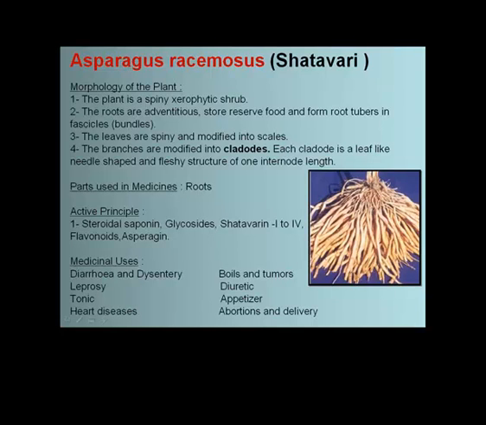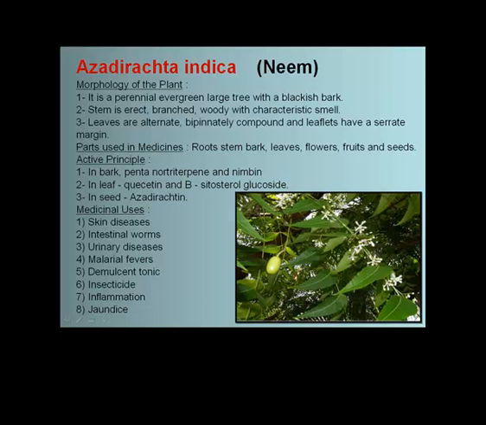Parts used in medicines: roots. Active principle: steroidal saponin, glycosides, Shatavari 1-4, flavonoids and asparagine. Medicinal uses: diarrhea and dysentery, leprosy, tonic, heart diseases, boils and tumors, diuretic, appetizer, abortions and delivery.